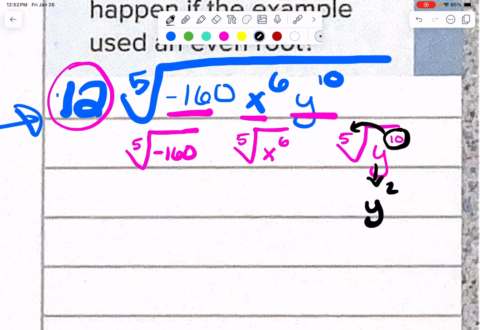So this is y to the 2nd power. It comes out nice. We have nothing left underneath. It is good to go, okay? Let's work backwards with this one. This one is not going to come out nice. 6 divided by 5 does not come out nice, okay?